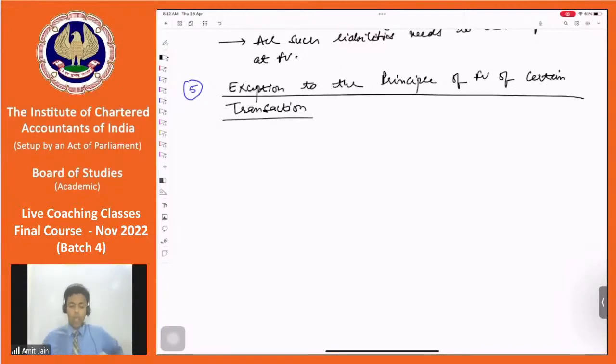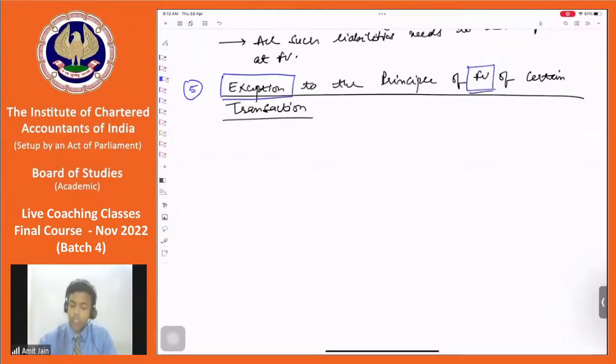Right? What is the heading? Exception. That means if we are saying A, in the exception we will say B. If in the principle we are saying yes, in the exception we are saying no. Correct? Exception to the principle of fair valuation.